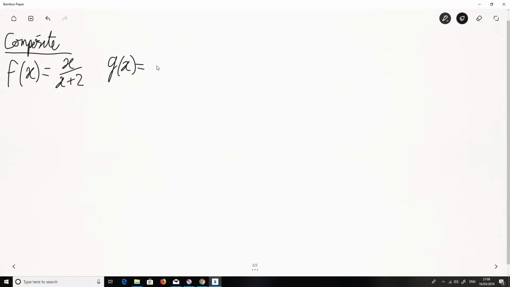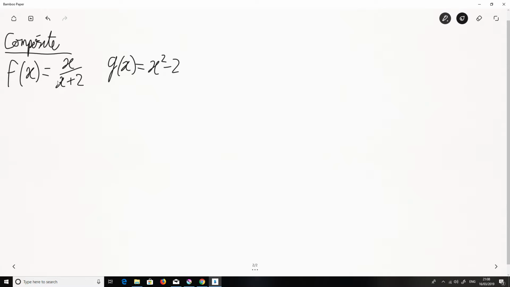Now, composite functions, let me just write it down. Composite. A composite function is basically where you've got two functions defined and you merge them together to make one function. So for example, we will take the two functions that we had before: f of x equals x over x plus 2, and g of x equals x squared minus 2.